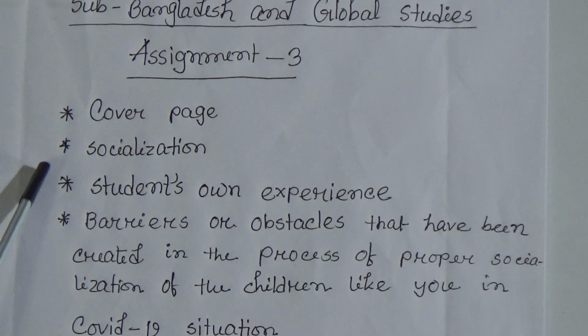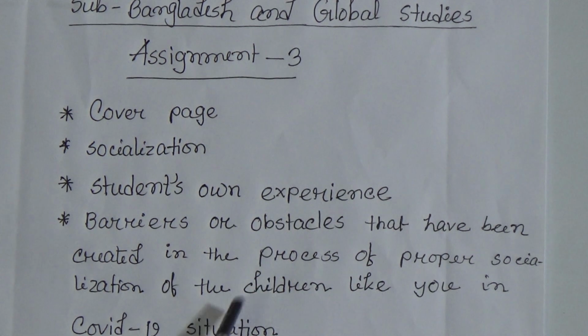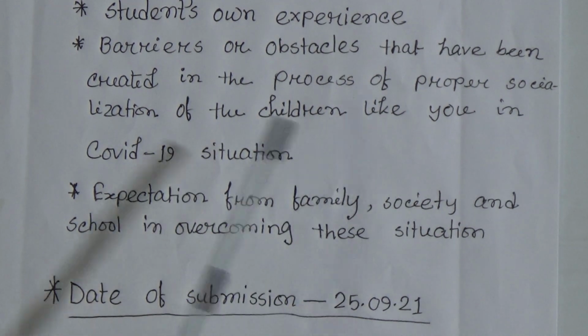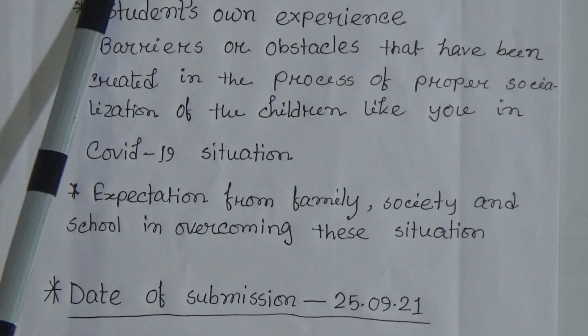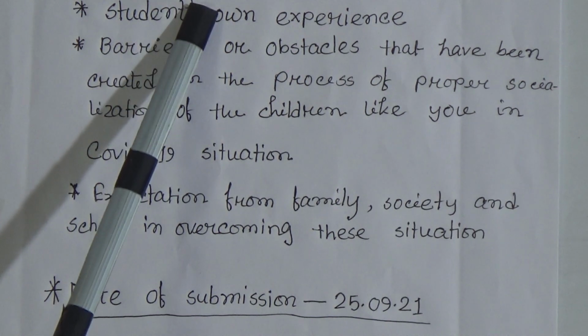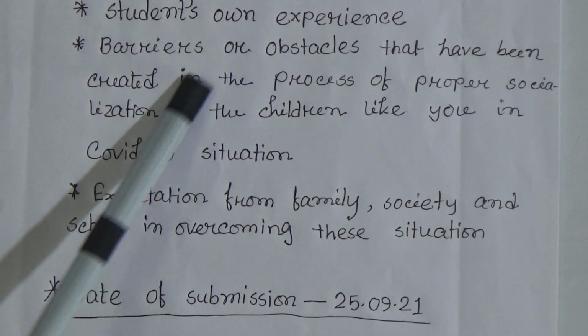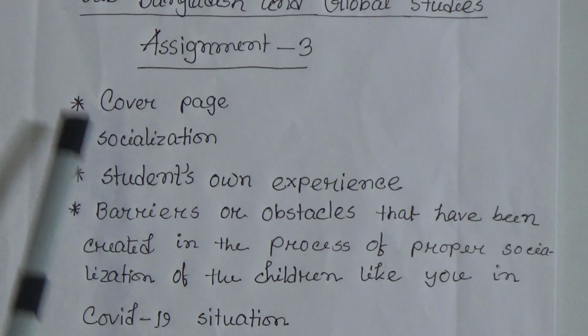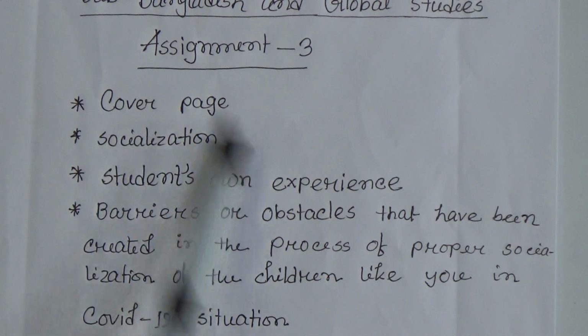Now how will you start the assignment? The assignment is actually based on socialization. The main topic is the barriers of proper socialization and the cooperation of family, society and school for overcoming this situation. So at first you have to write what is socialization. You have to write the definition, some ideas, some information, or a few sentences about what is socialization.